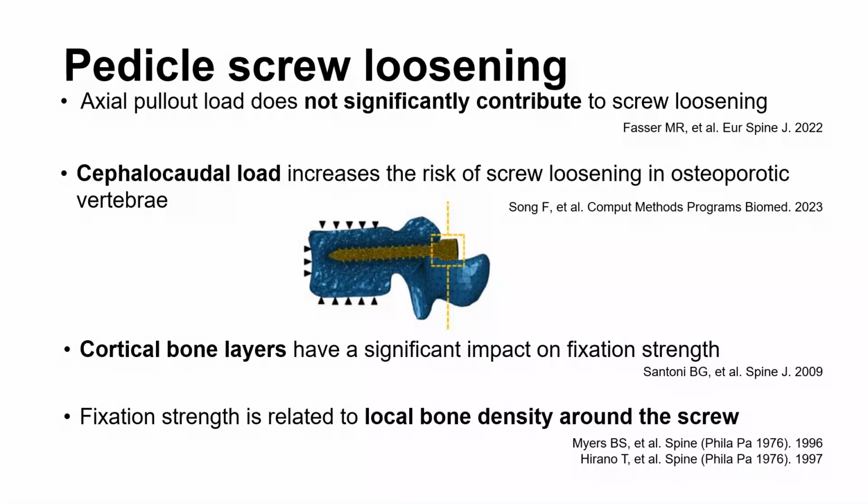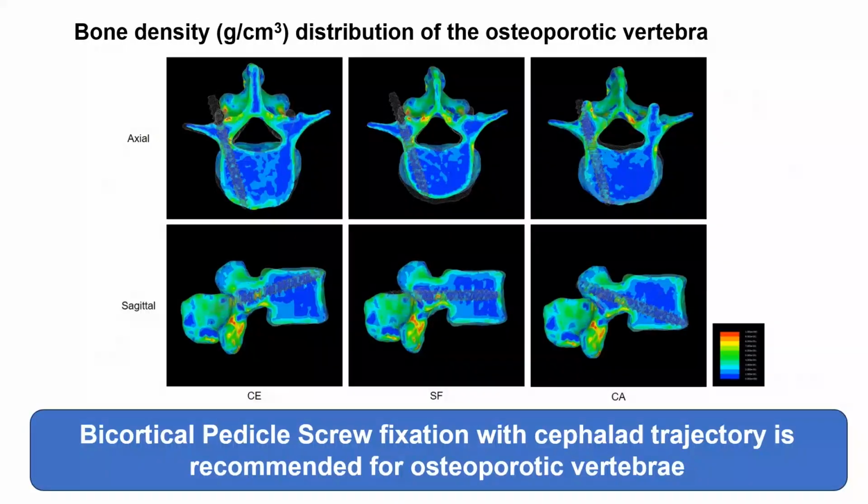The cortical bone layer exerts a substantial effect on the fixation strength of pedicle screws. In addition, the strength of the vertebra-screw interface is associated with the regional bone density around pedicle screws. In the osteoporotic vertebrae in our cohort, the bone density at the screw tip of the pedicle screws in the CE trajectory was greater than those in the CA and SF trajectories. Therefore, bicortical pedicle screws were recommended in the CE trajectory for the osteoporotic vertebra, although the trajectory did not affect the fixation strength of pedicle screws in the non-osteoporotic vertebra.